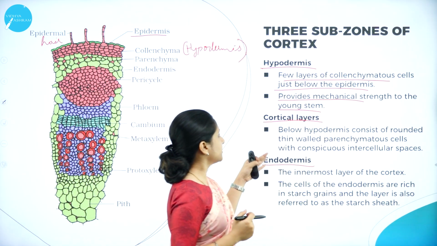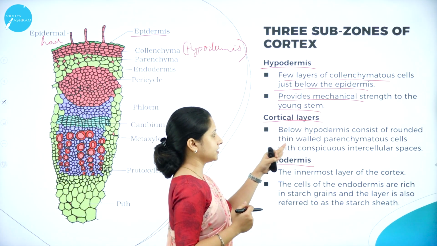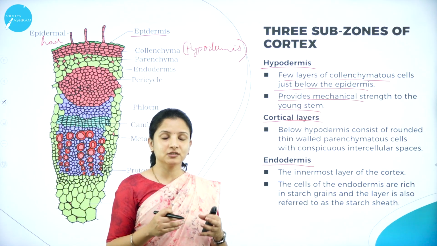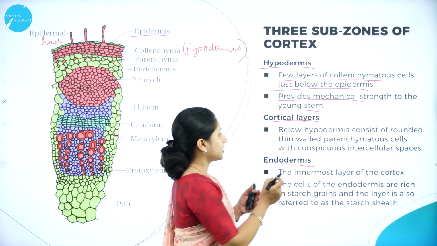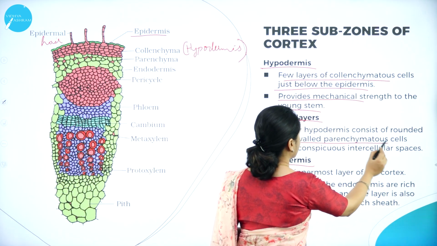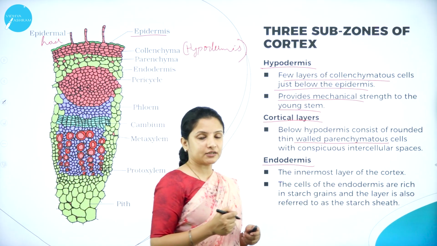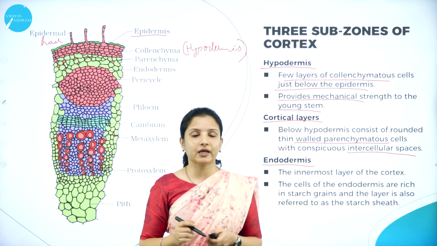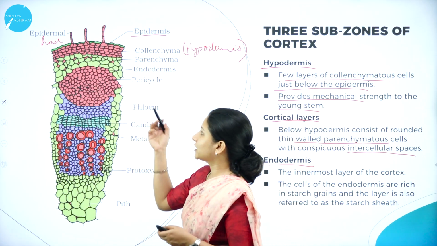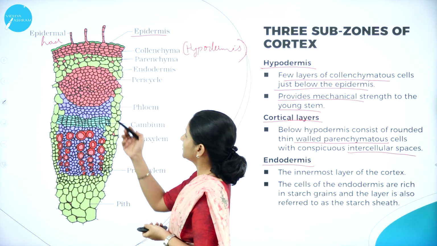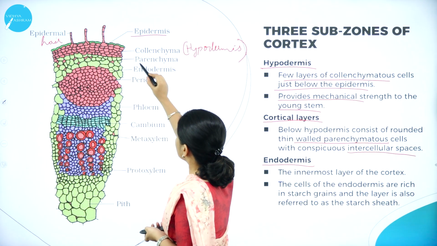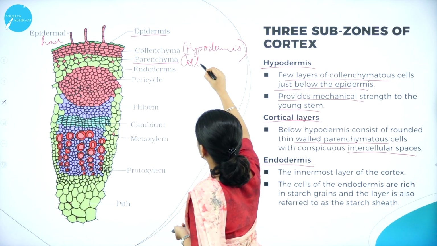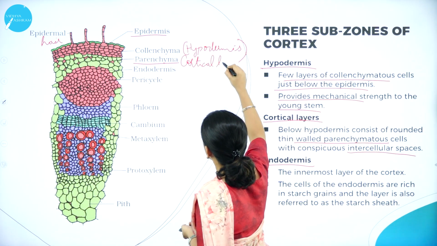Below the hypodermis are the cortical layers. These cortical layers are made up of thin-walled parenchymatous cells, and they have intercellular spaces. That is one of the major differences between collenchyma and parenchyma: collenchyma do not have intercellular spaces, whereas parenchyma has intercellular spaces and forms the cortical layer.